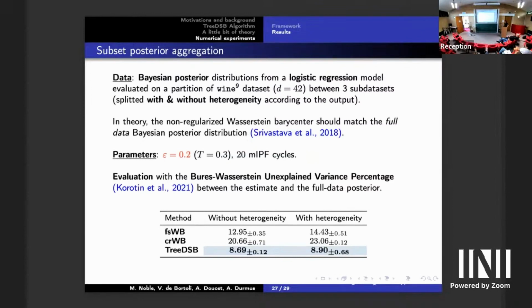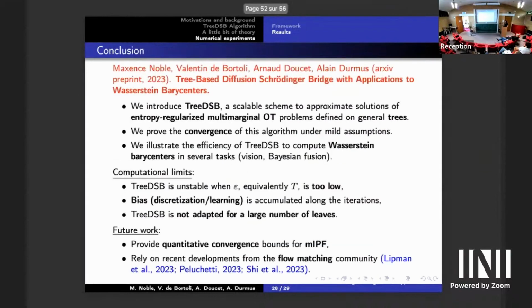For example, Alain had the idea: if you want to have a proper prior for your Bayesian setting, you could use, as Marcelo presented, generative models. But imagine that you have several data sets. You may want to use the Wasserstein barycenters of your priors on each data set. And then, yeah, you can do whatever you want with your Wasserstein barycenter.